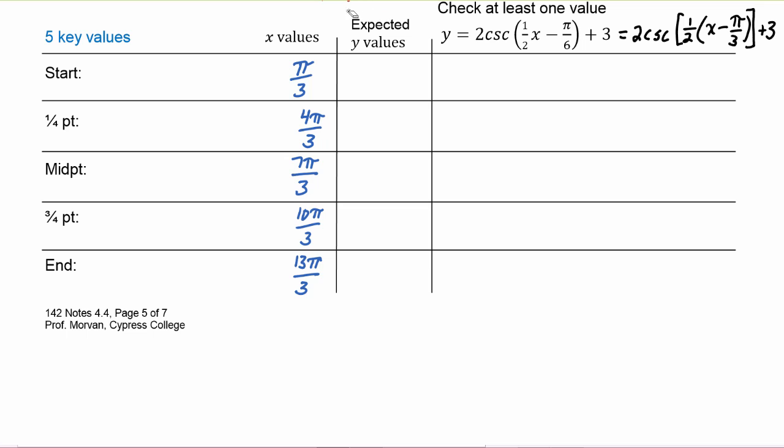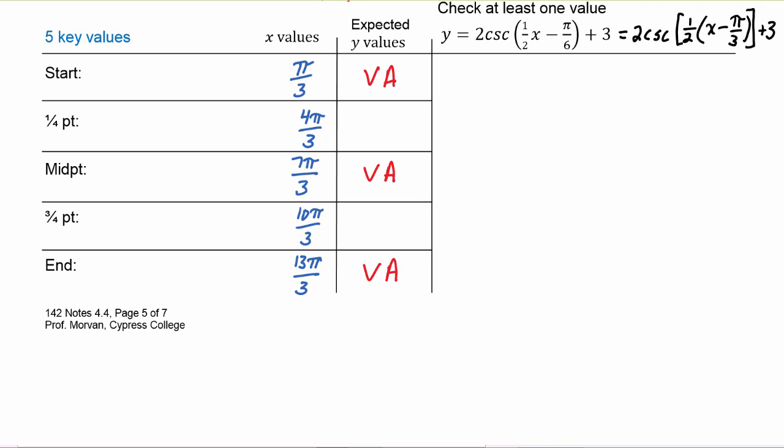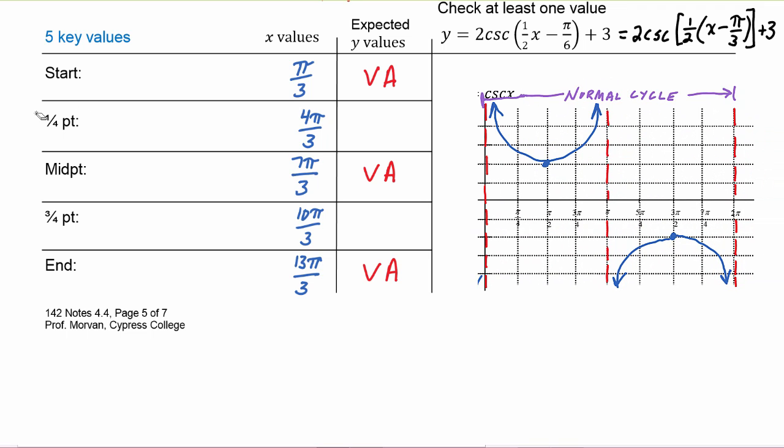Now we're ready to move on and find our expected y values. We know that we have 3 vertical asymptotes already. The first is at pi over 3. The second is at 7 pi over 3. And the third is at 13 pi over 3. We know that the quarter point for cosecant, the expected value is 1, and the 3/4 point is -1.